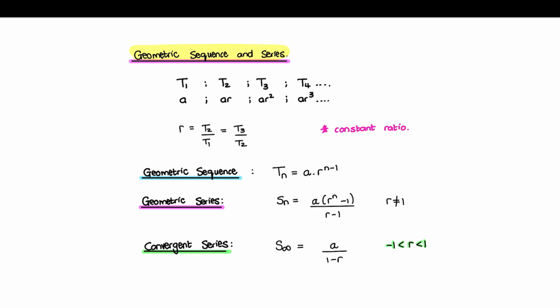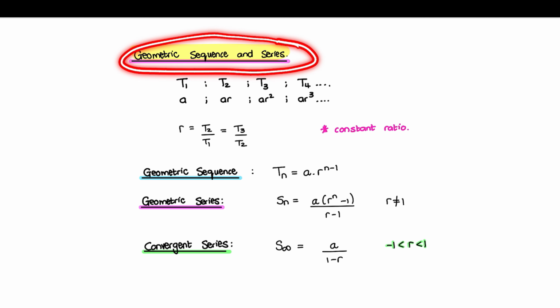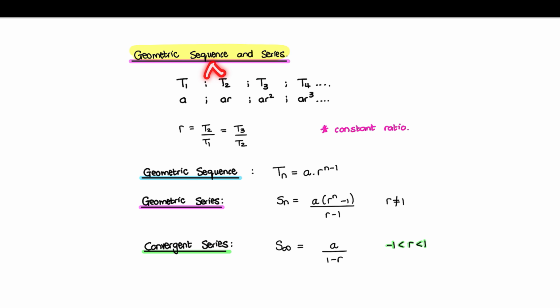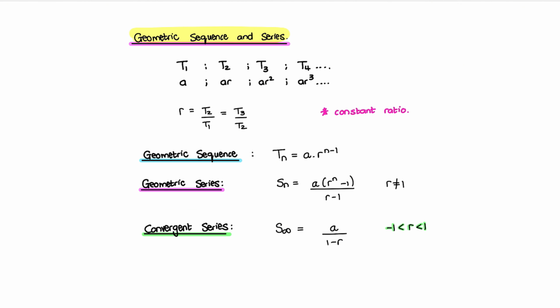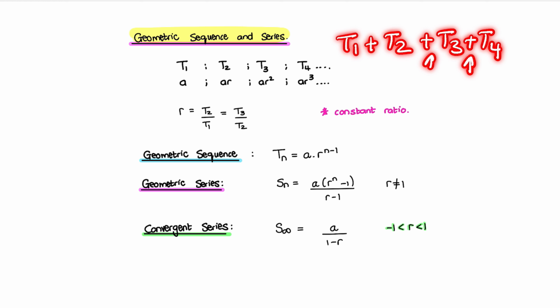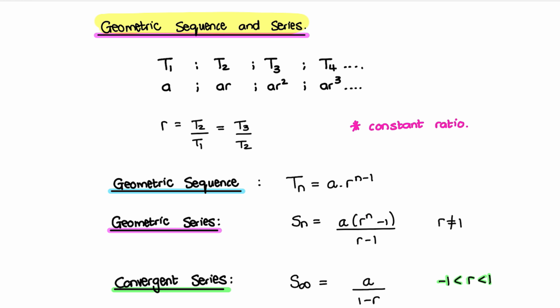In this video, I want to discuss some of the basic properties of a geometric sequence and a geometric series. So we still have term 1, term 2, term 3, and term 4. Now this represents a sequence. If I said term 1 plus term 2 plus term 3 plus term 4, so by adding terms together, that represents a series.